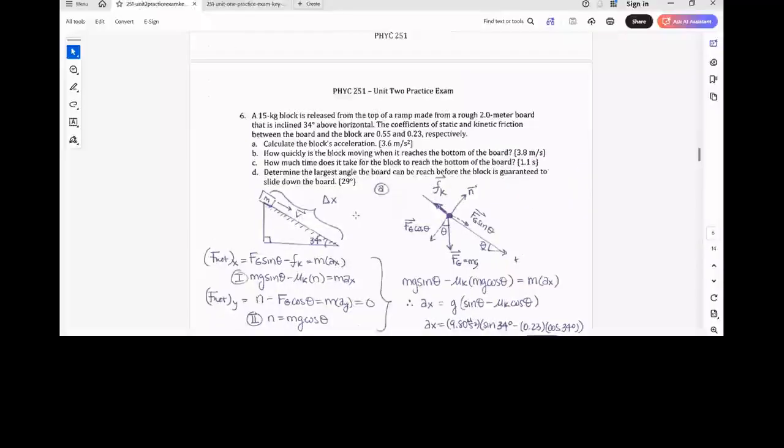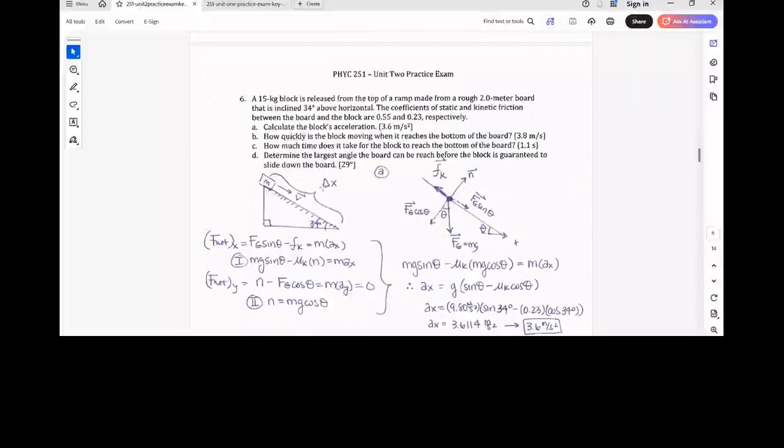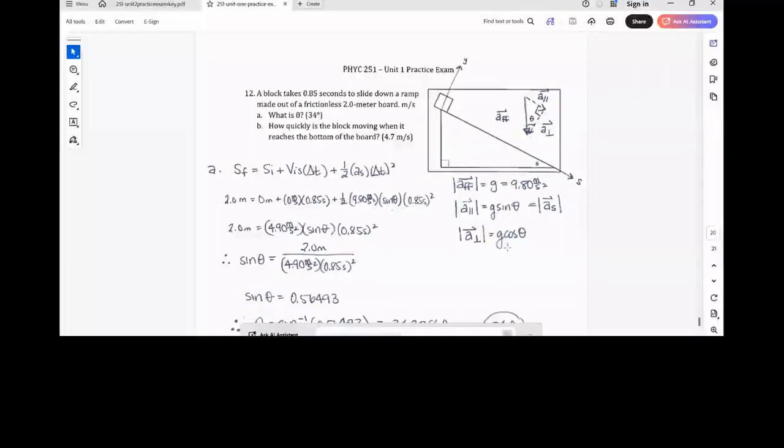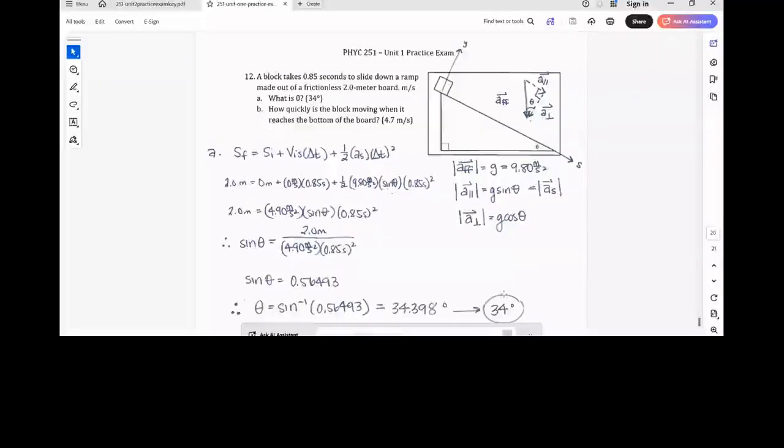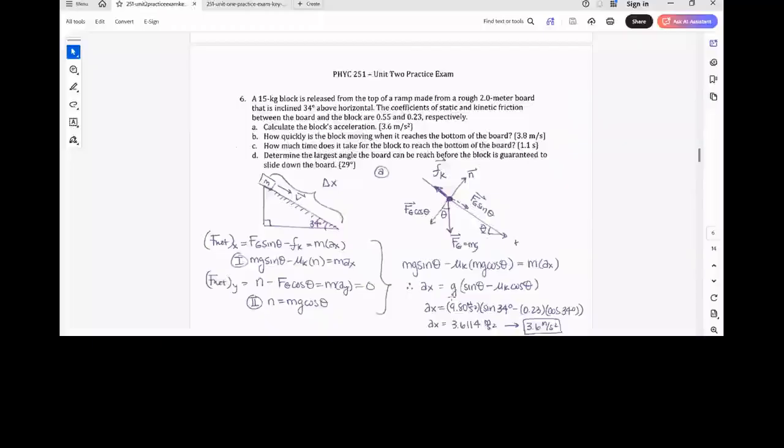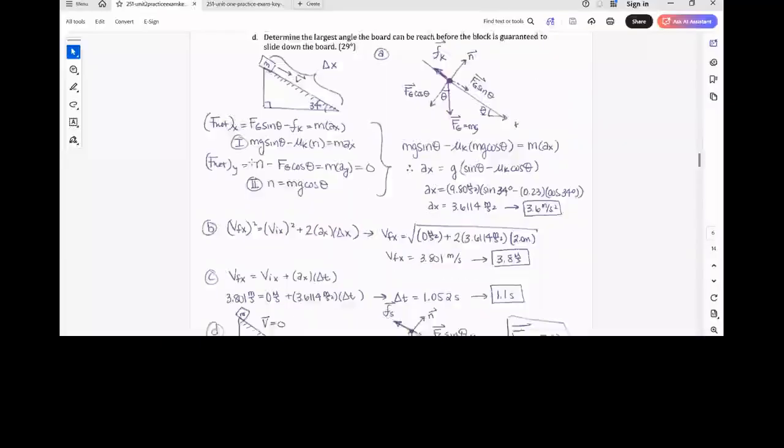Now, part D doesn't really line up specifically with anything from part 1, but it's asking us to figure out what the largest angle the board can reach is before the block is guaranteed to slide. So when we calculated in part 1, or excuse me, unit 1's practice exam, that the angle that would allow this block to travel 2.0 meters in this time, 0.85 seconds, that angle was 34 degrees. So setting the block on the ramp that was inclined 34 degrees meant that the block was going to slide because Fg sine theta is oriented downhill.